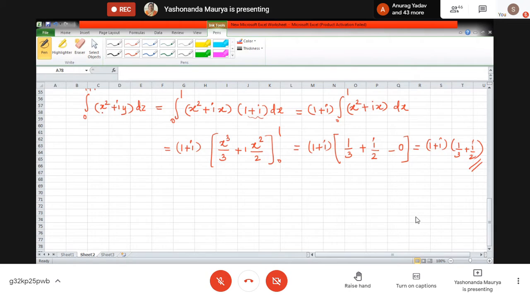So even though there were two variables appearing here, we still can evaluate the integral by understanding that we are doing the integration along a particular path, along a particular curve. Now the second part to it: again the same integral is to be evaluated, but the path is different. What is the path given?